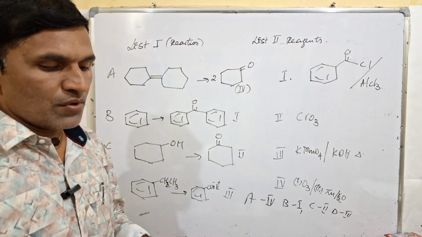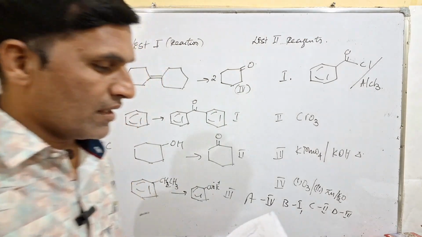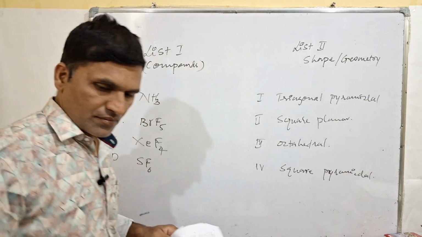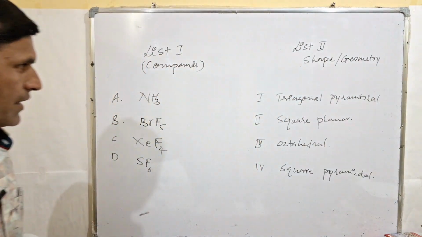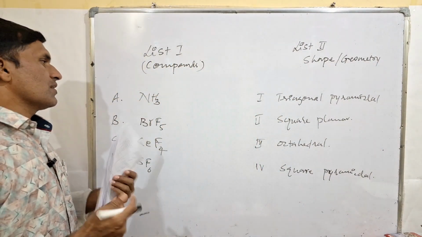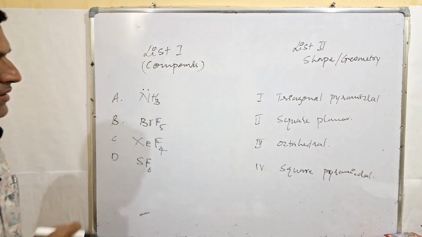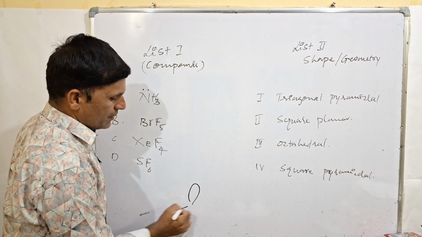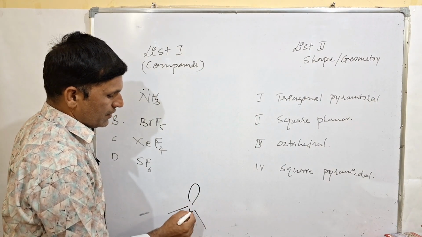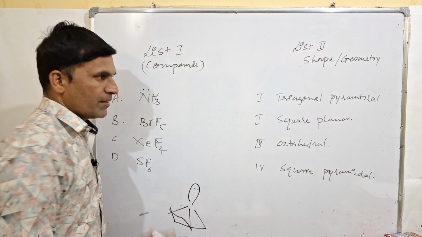Let us move on to the next question. Once again, match the following. So we will see. When you look at ammonia, what you will have is one lone pair and 3 bond pairs. Therefore it will have trigonal pyramidal geometry.